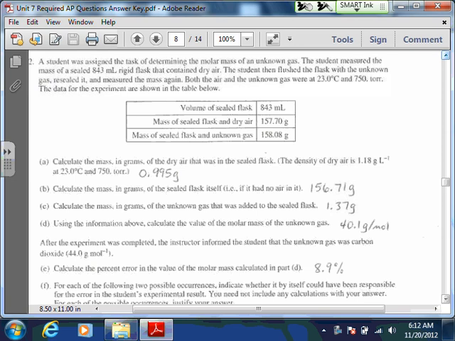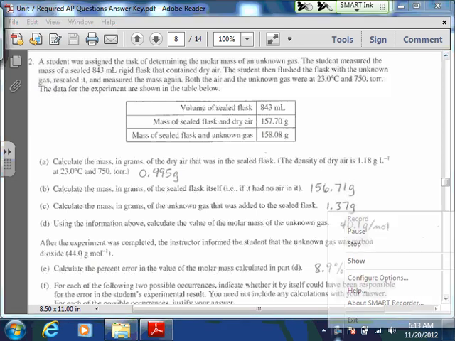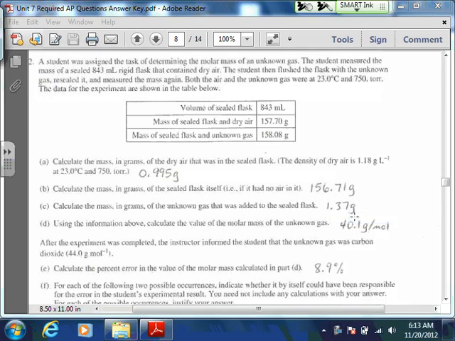Let me think about this for a second. So we know the mass of the sealed flask in the dry air. We know the density of the dry air. We know the volume of the flask. We don't know the molar mass of the dry air, though. Let me pause this for a second, because I thought this was just a simple subtraction, but I got to think about this for a second. I don't want to waste your time on it. Okay, sorry about that. That was simple.